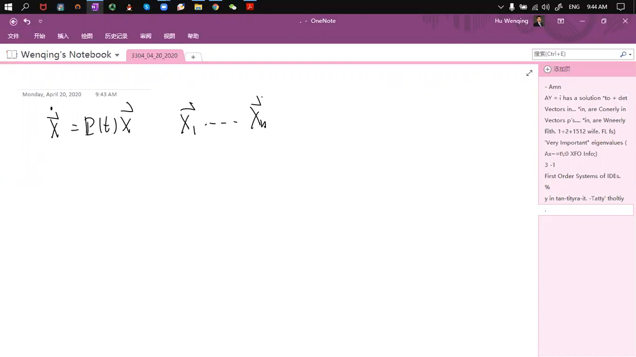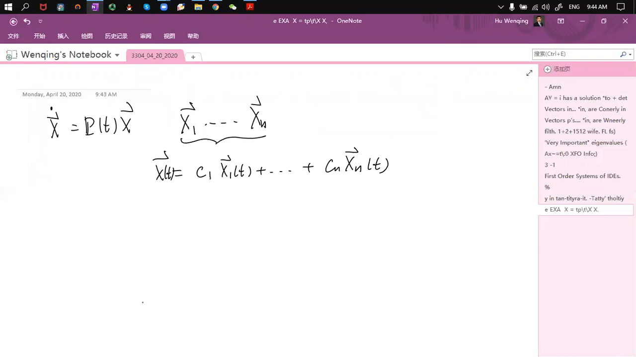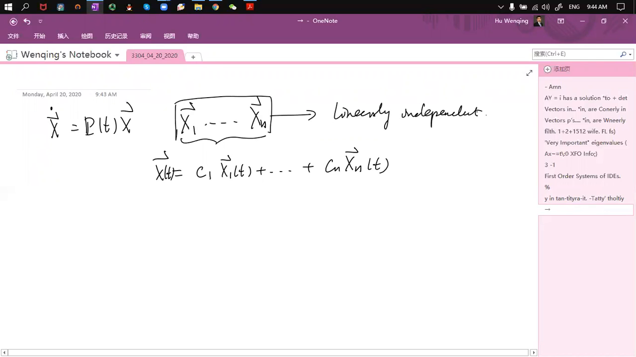Then we have this notion of general solution. If you want a general solution, then it must be x of t equals c1 x1 of t plus and so on, plus cn xn of t, just as we did before. Now, how do you check that this c1 up to cn is going to exist? Well, you're going to check that these solutions are linearly independent.